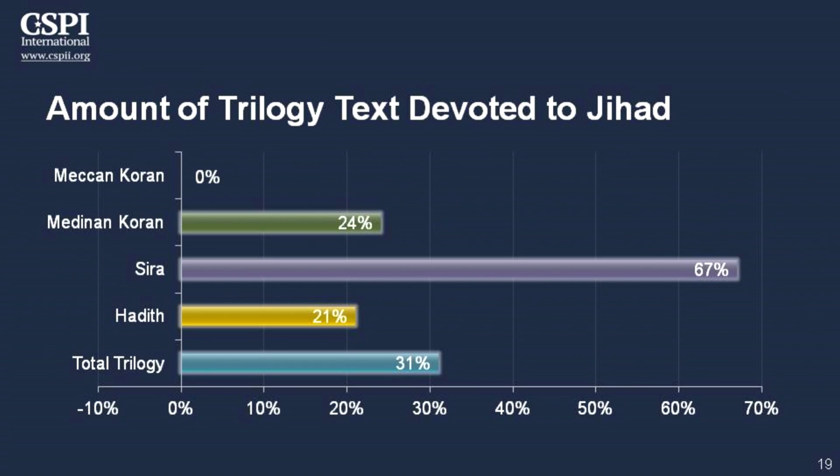We see this reflected about the jihad in the Quran. In the Meccan Quran, there is no jihad, whereas the Medinan Quran, 24% of it is about jihad. The Sirah, 67% of it is about jihad. The Hadith, 21%. 31% of the total trilogy deals with jihad. Jihad is not a verse or two, it is a complete doctrine.